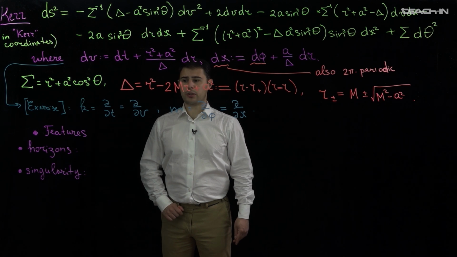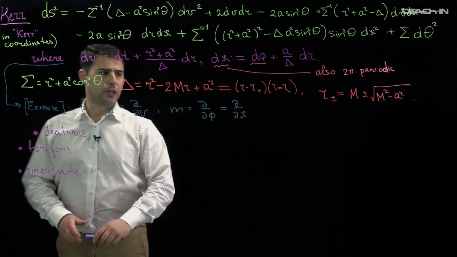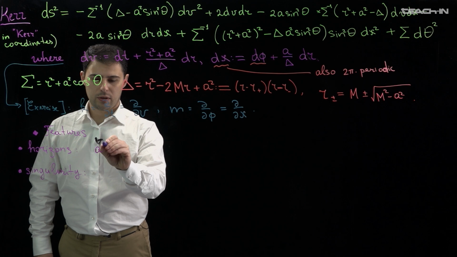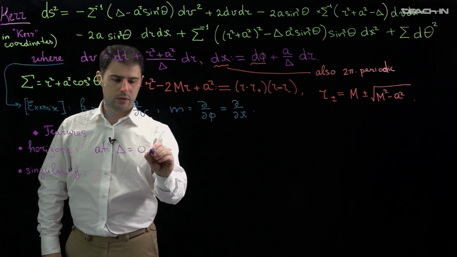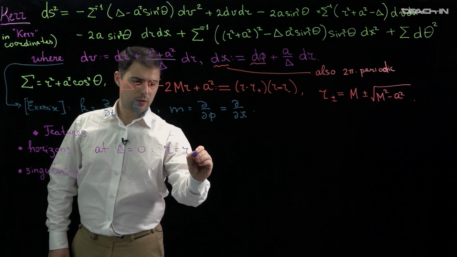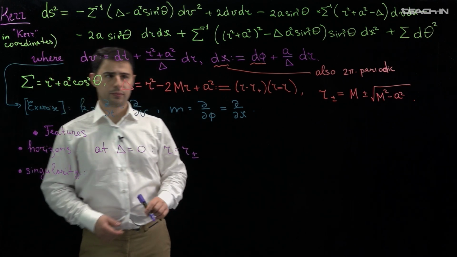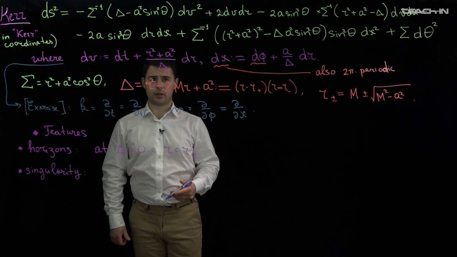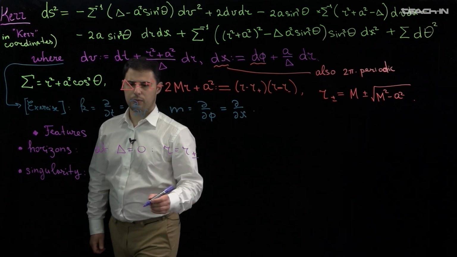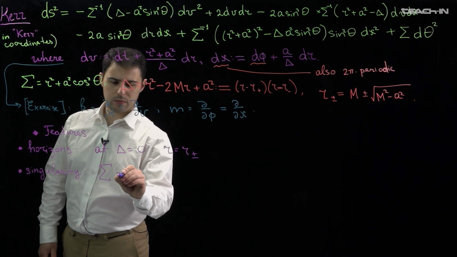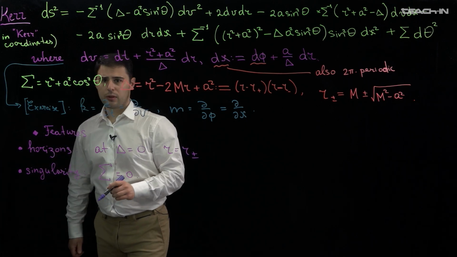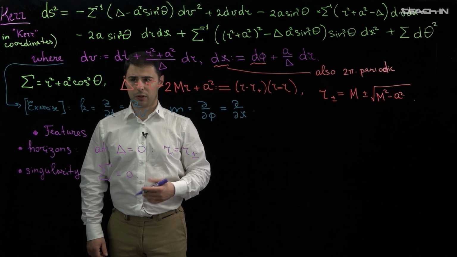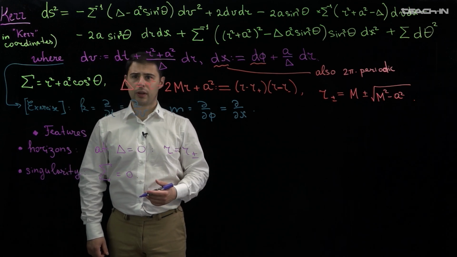So, what are the features? We have just said that the geometry exhibits horizons at r plus and minus, and the geometry also exhibits a singularity at sigma equals 0. Now, notice the complication, because sigma is the sum of two positive terms, which means that both of them must vanish.